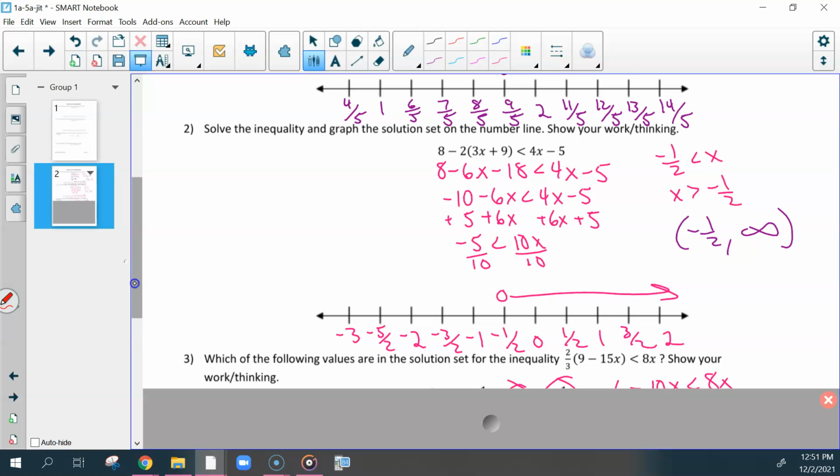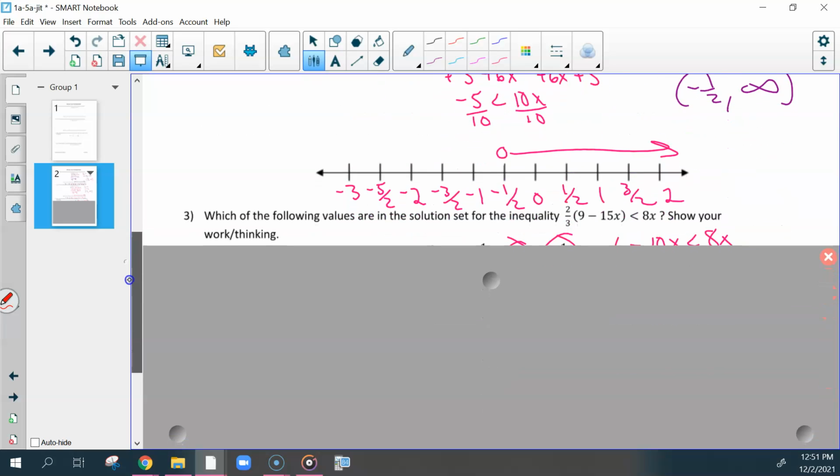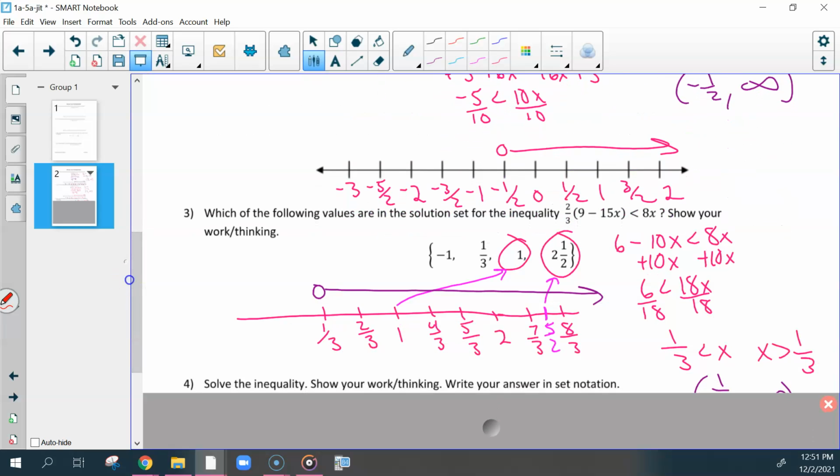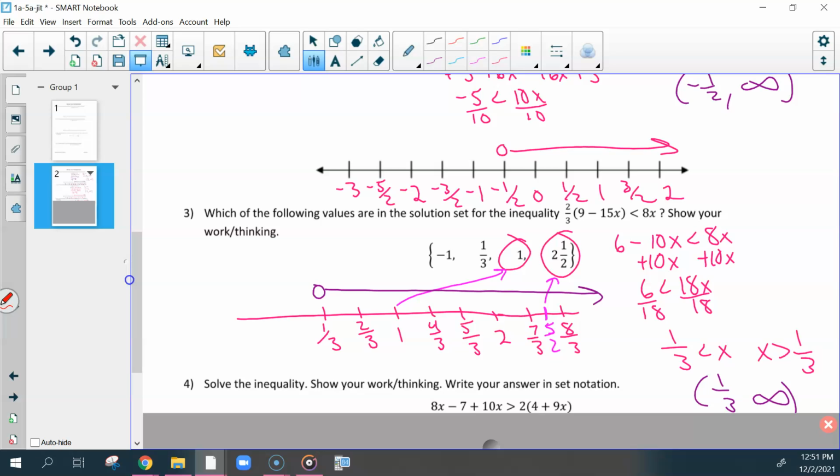Number 3, it asks which of the values they gave you were in the solution set. So you need to solve this as normal. But when you solve this, you get x is greater than 1/3. So you're trying to figure out which of these numbers are greater than 1/3. 1 and 2.5 would work. 1/3 would not work because it's not equal to. If it says greater than or equal to, then that would also work.